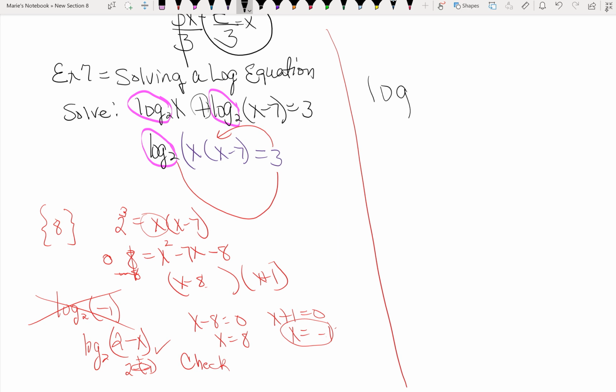We're going to look at log x plus log of x minus 3, and this is equal to 1. I'll give you a few minutes on that.